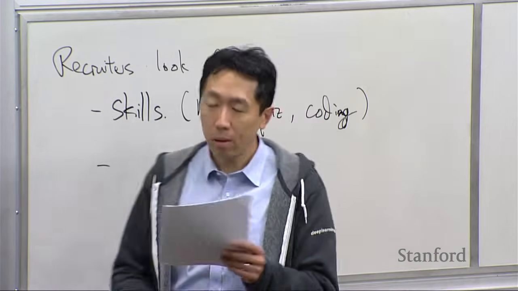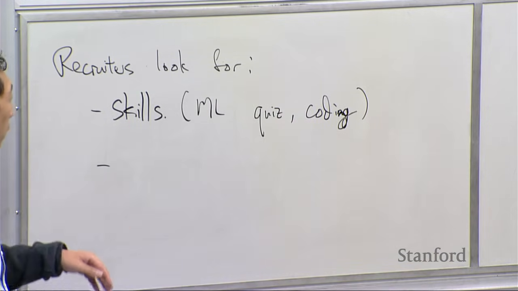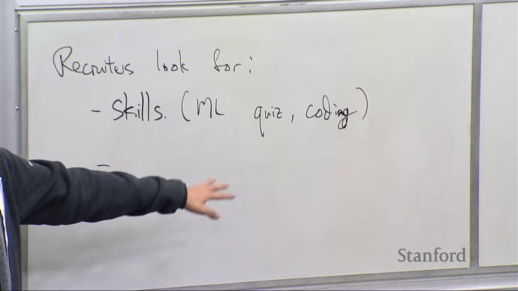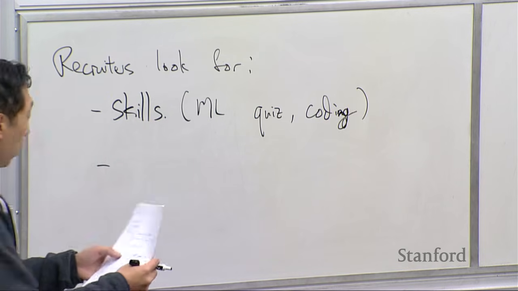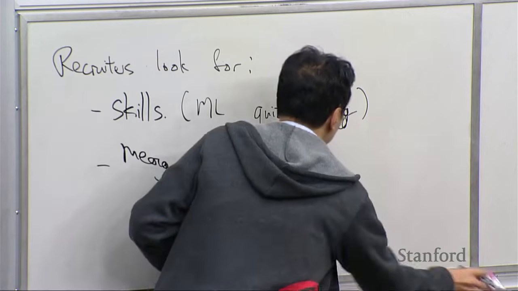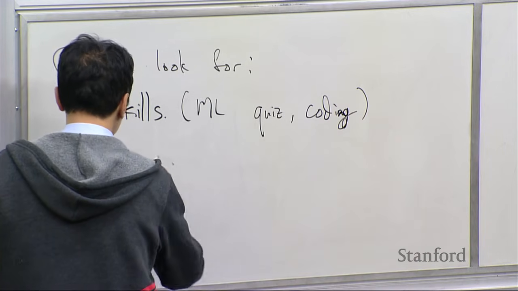And I think Silicon Valley has become quite good at giving people the assessments to test for real skill in machine learning engineering and in software engineering. And then the other thing that many recruiters will look for is meaningful work.